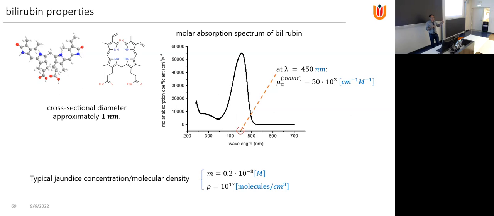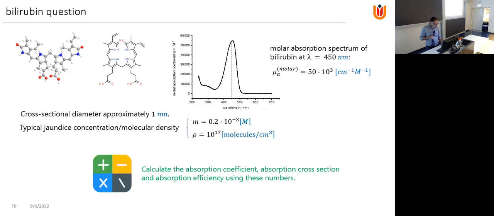These are the numbers that we would like to be able to detect, because if we can have sensitivity to these levels, then the measurement could work. So my question to you now is, while I stop talking for a little bit, can you, using these numbers, calculate the absorption coefficient, the absorption cross-section, and the absorption efficiency of bilirubin at 450 nanometer?